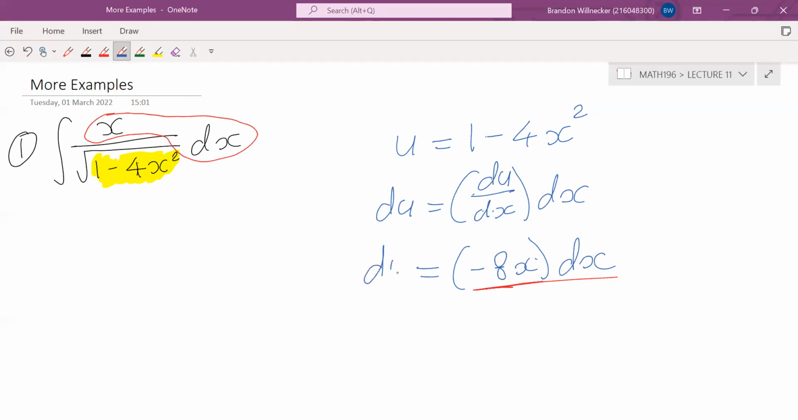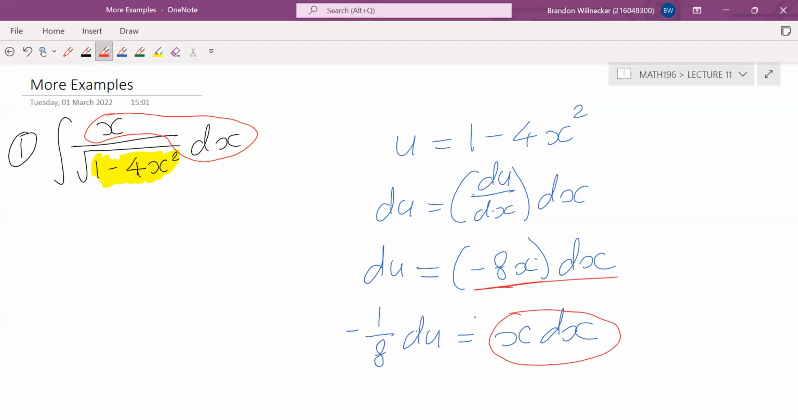So what we need to do is a little bit more manipulation to get this looking like what we have. So if we take this minus 8 over to the other side, we're going to get minus 1/8 du is equal to x dx. And now this x dx does appear in our original expression, which is good. So with this in mind, let's rewrite the integral in terms of u.